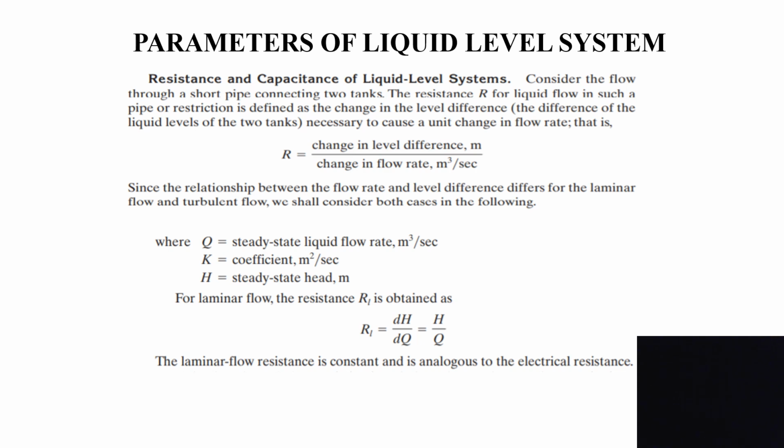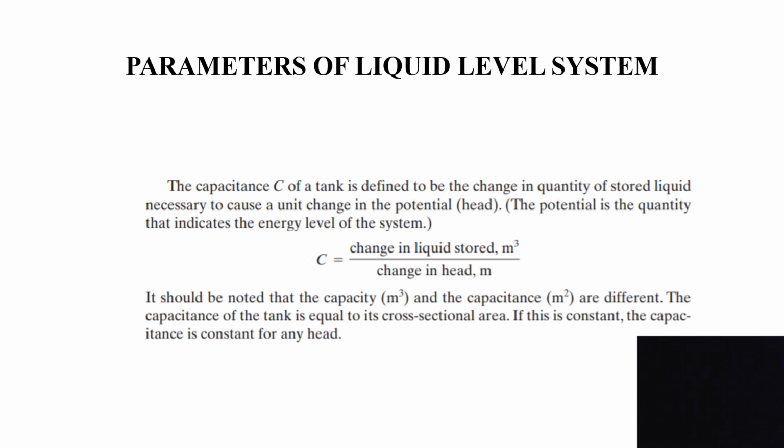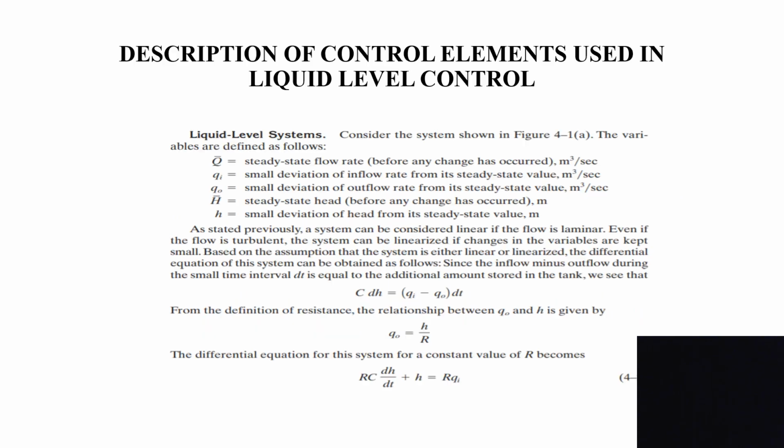Coming to the capacitance, this is called laminar flow capacitance. It is represented as the change in liquid stored to the change in head. It is the storage capacity of the tank, and it is nothing but the area. The unit is meter cube by meter, which is meter square, representing the cross sectional area. The capacitance is constant for any head. Coming to the mathematical model of the liquid level control system.